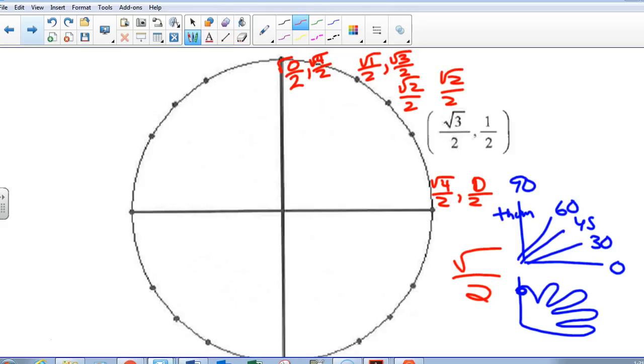Now, does all that reduce? Almost. Square root of 4 is 2. 2 over 2 is 1. So this is just 1, 0. Does everybody know that one, right? I hope so.